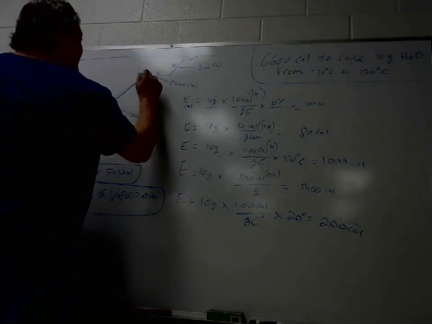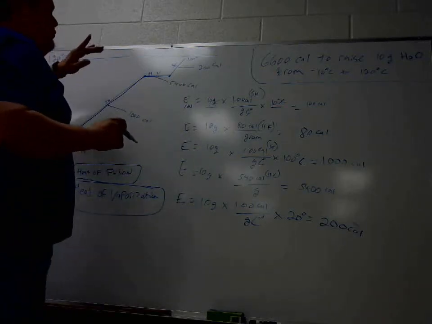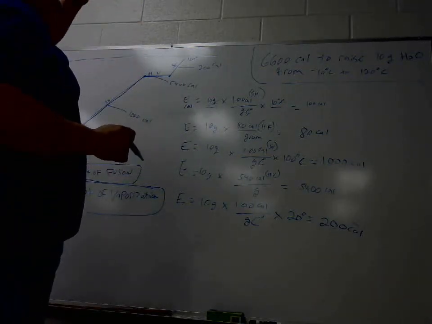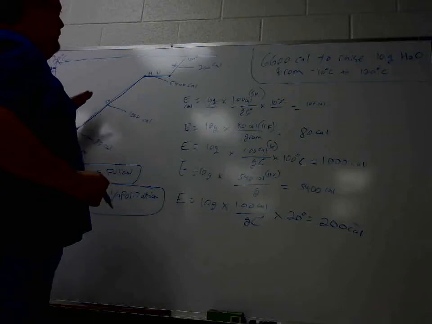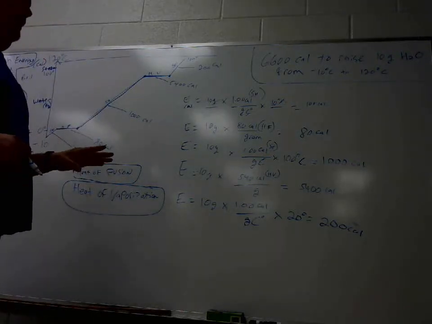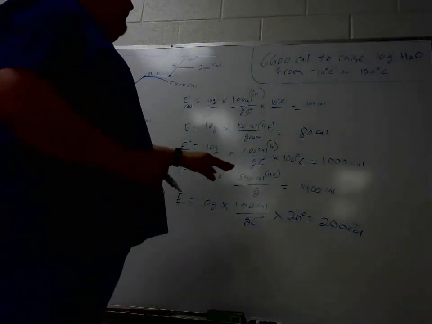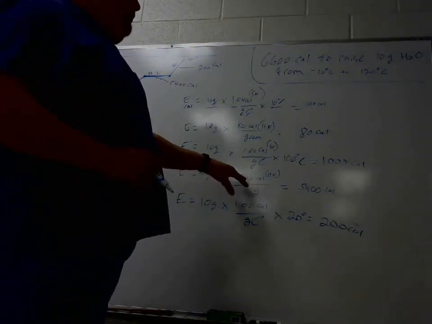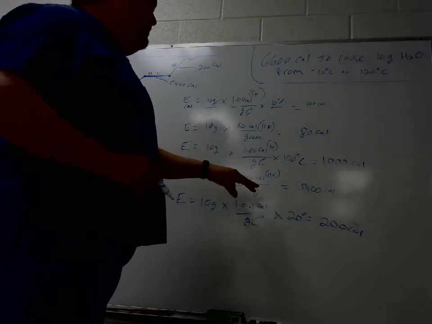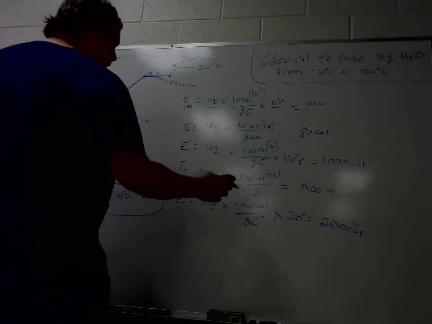But once again, it takes a larger abundance of energy to kick it over from a liquid to steam than it does to simply raise the temperature of the liquid. So we have to use another value called the heat of vaporization value for water. And that value is 540 calories per gram of water. So once again, we do the math.